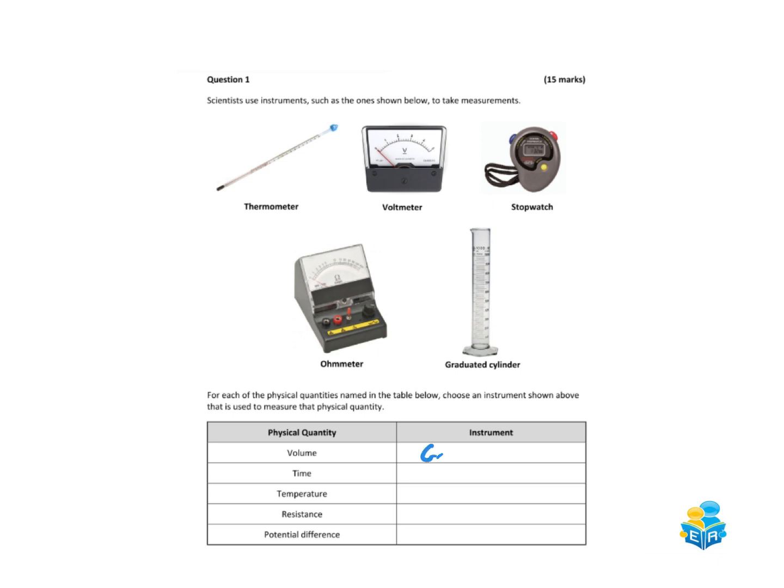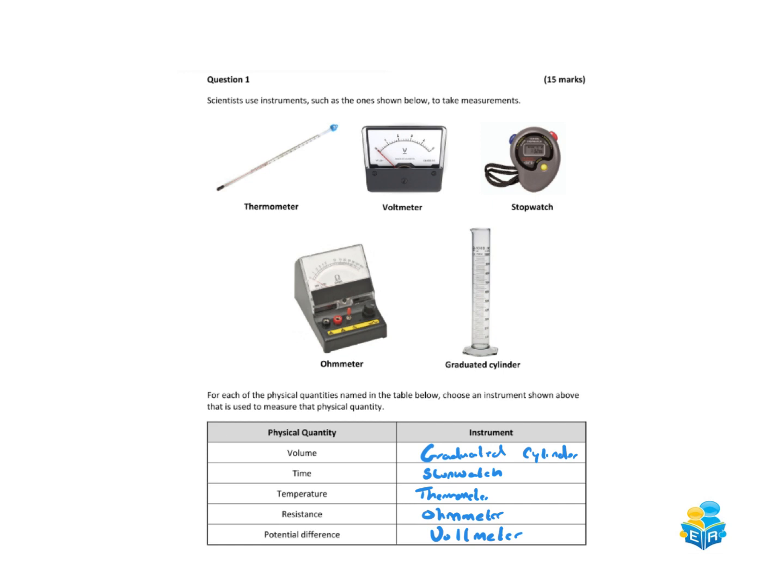So for volume, we're going to use our graduated cylinder. Volume is used for liquids mostly, well, not just liquids and solids, but we'd use the graduated cylinder for the volume of a liquid. Time, we're going to use the stopwatch, measured in seconds usually. Temperature, we're going to use the thermometer. Resistance is measured in ohms, so we're going to use the ohm meter. And potential difference, also known as voltage, is going to be measured by the voltmeter. Okay, so important to know there that potential difference is also known as voltage, and then we can link that up to the voltmeter.